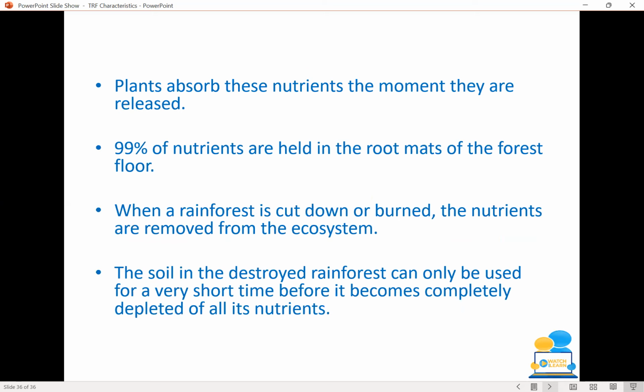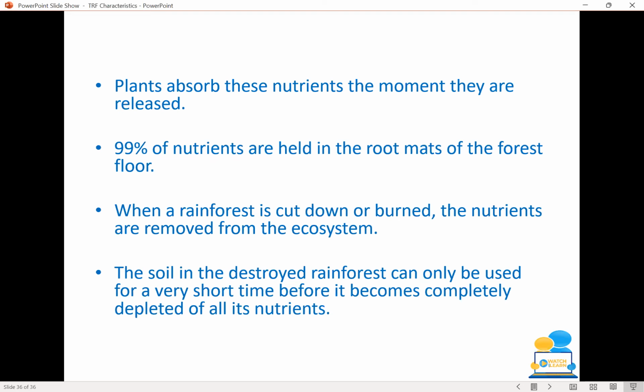When a rainforest is cut down or burned, the nutrients are removed from the ecosystem. This is the negative part of, say, slash and burn techniques or cutting down a forest by humans: you're basically taking all the nutrients away and all the usefulness of them. The soil is then destroyed in the rainforest and can only be used for a very short time before it's completely depleted of all its nutrients.